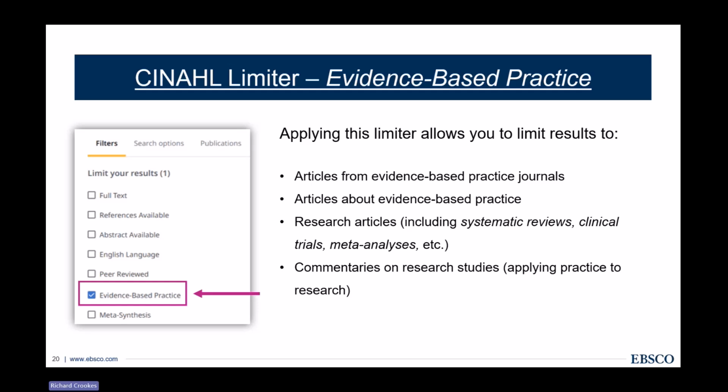You will also retrieve, where appropriate, research articles, and that would include systematic reviews, clinical trials, meta-analyses, etc., and also commentaries on research studies. So basically, you run an initial search. It could be like a scoping search, apply this filter, and it's going to bring back results based on the special interest field evidence-based practice. So basically, it's retrieving higher quality research. If you want to see what's been done before, then you can run a search and retrieve accordingly.